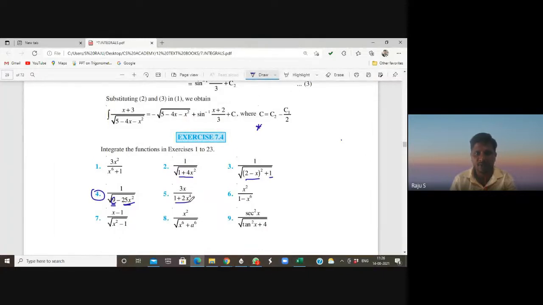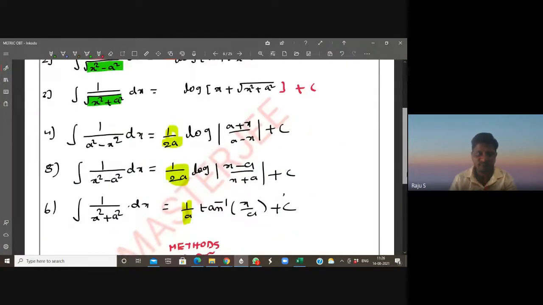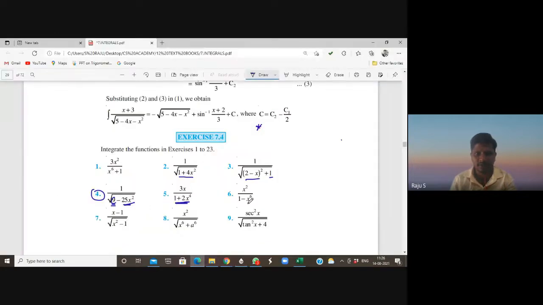For this, between these two, no square root and plus is there. The answer we will get in terms of tan inverse. See, tan inverse. And in the next question, minus will be there: first constant, next variable, without square root, first constant, next variable.